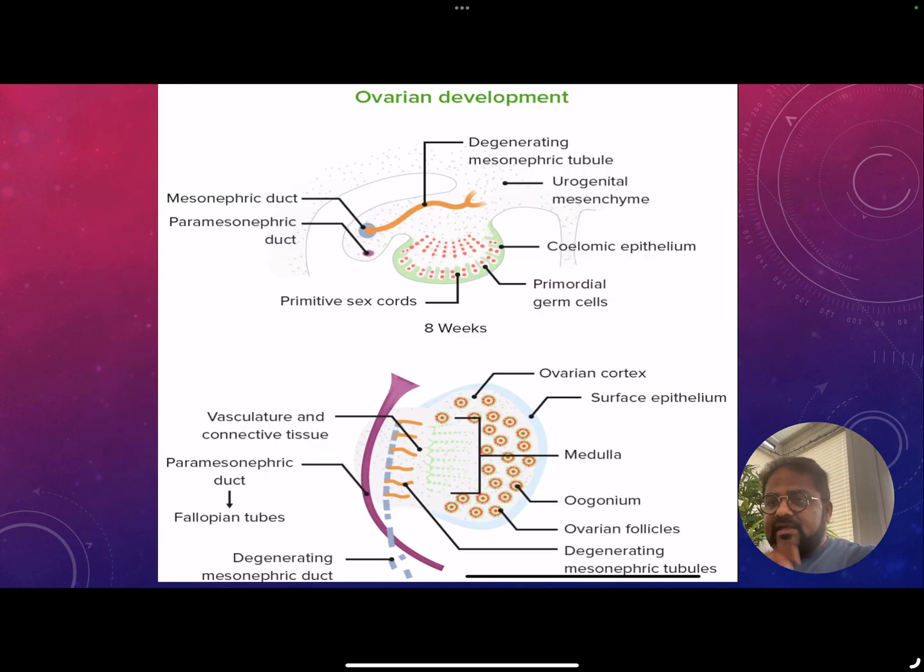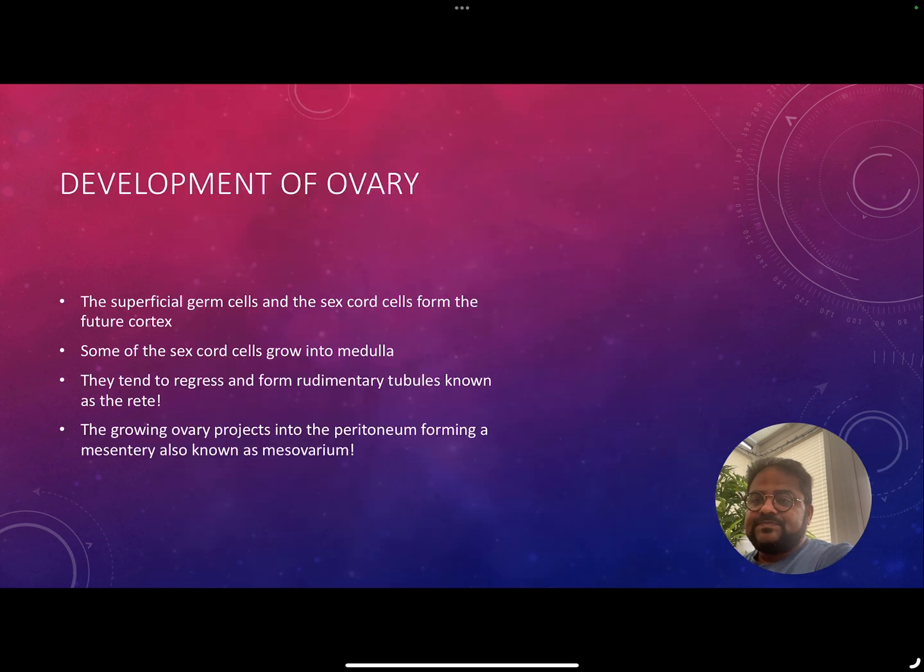And same thing here, you can see that mesonephric ducts are close to the paramesonephric duct from which the fallopian tube and uterus is going to develop, and the coelomic epithelium forming the sex cords in which the primordial germ cells are enclosed. And in the bottom diagram, you can see how the cortex is formed, the medulla is formed, the mesonephric duct, part of it degenerates, and the paramesonephric tube will form the fallopian tubes and the uterus.